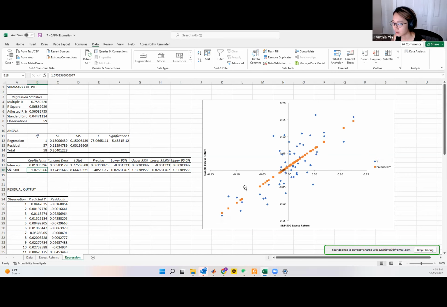So in other words, the orange line is the return predicted by the CAPM, which of course differs from the blue dots, the realized return. The difference between the blue dot and the orange line is the error term that we covered earlier. The blue dots tell you there is roughly a positive correlation between the Google return and the S&P 500 return, although it differs sometimes.